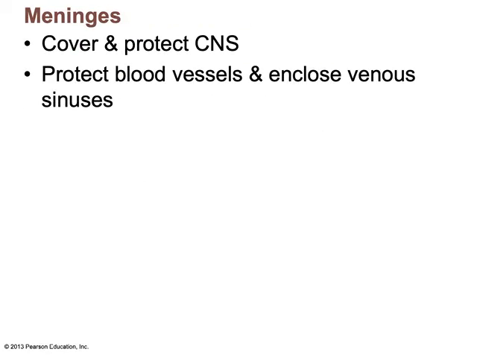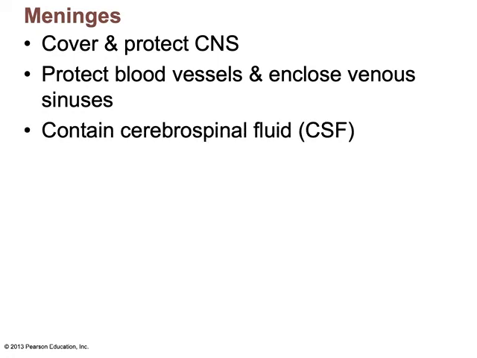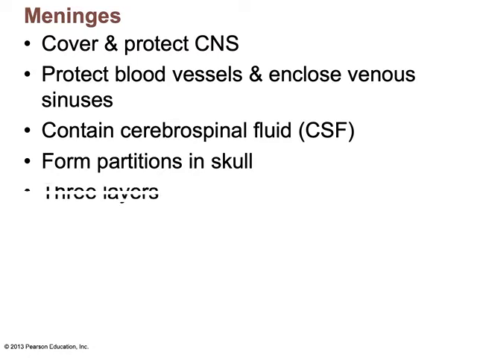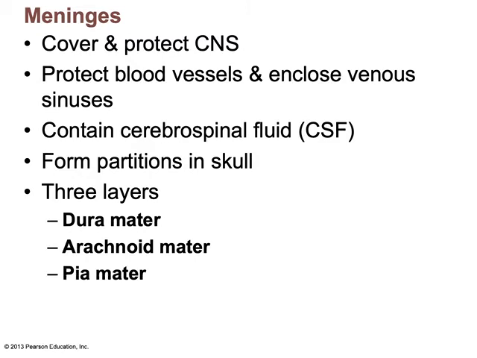The meninges cover and protect the central nervous system, as well as protecting blood vessels and enclosing venous sinuses. They contain cerebrospinal fluid, which is a filtrate of blood. CSF is manufactured in the choroid plexuses of each of the ventricles in the brain. The meninges also form partitions in the skull. The three layers are the dura, the arachnoid, and the pia mater, and that's from superficial to deep.